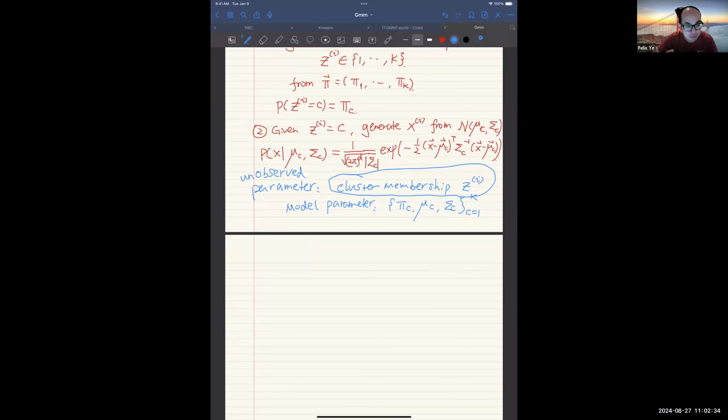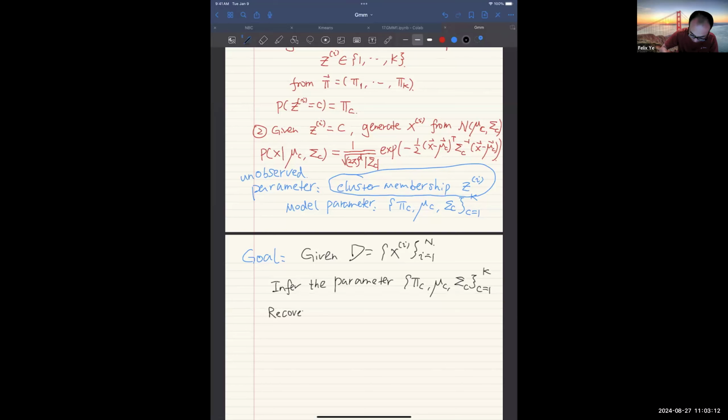Okay, so the goal is very clear. Given my training data, x_1 to x_n, I want to infer the parameters, which are pi c, mu c, and sigma c, where c is 1 to K, and recover the clusters. So basically, I want to find out z of i from 1 to n. Right, so we have inferred the parameters and worked out the clustering problem.